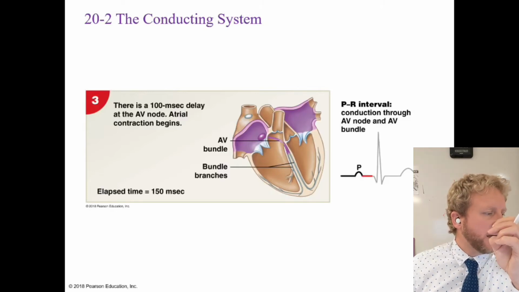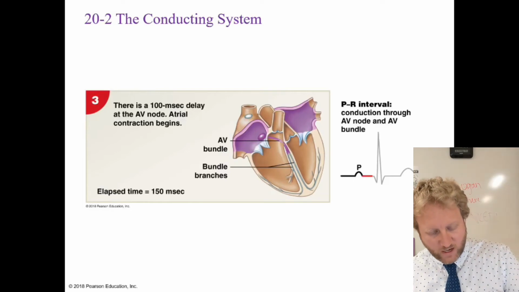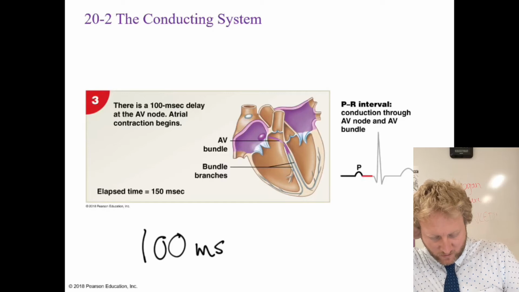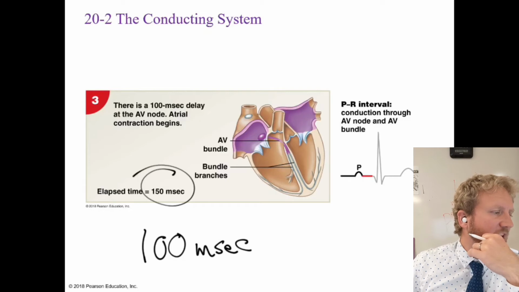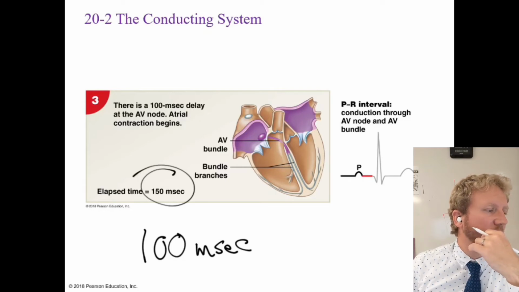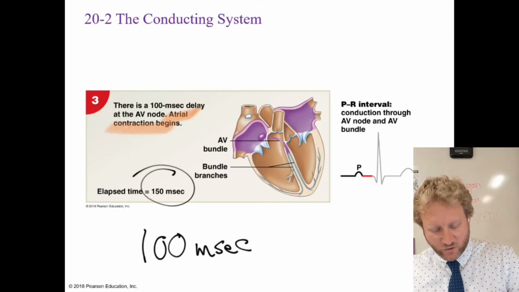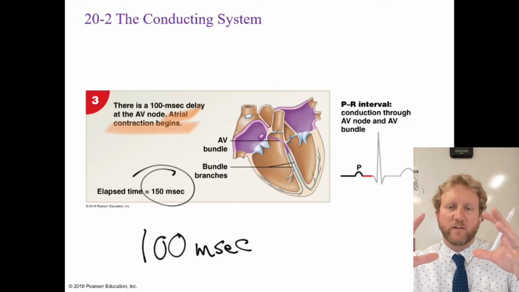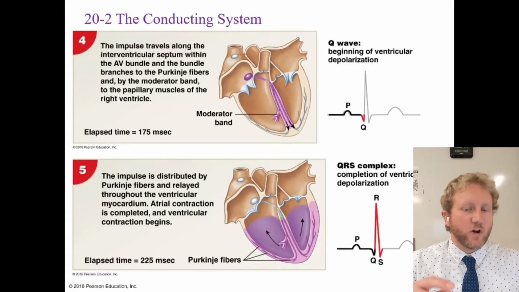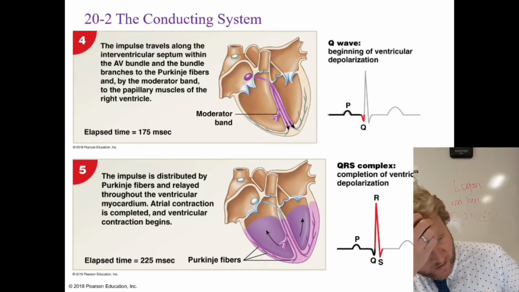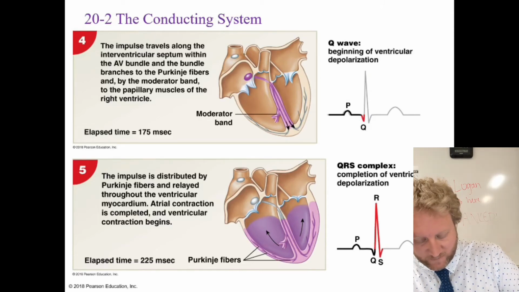From there, it reaches the AV node. Now that stimulus gets delayed for up to 100 milliseconds. As you can see, the elapsed time has gone up by 100 milliseconds. This is going to signal the start of the atrial contraction, squeezing that blood from the atrium into the ventricles. From there, the nerve impulse is going to travel down the AV bundle to the left and right bundle branches. You can see in step number 4 right here.